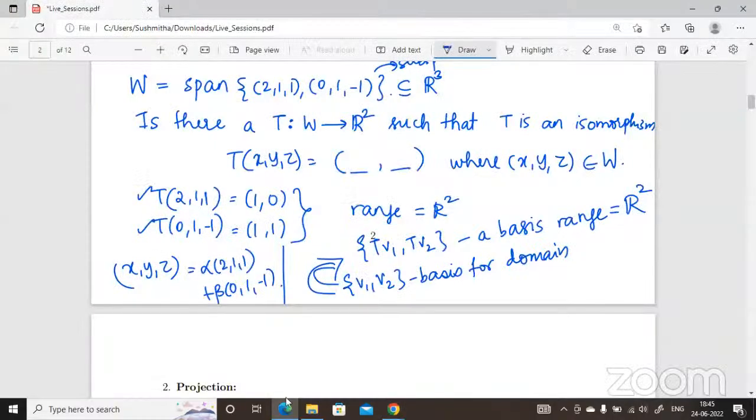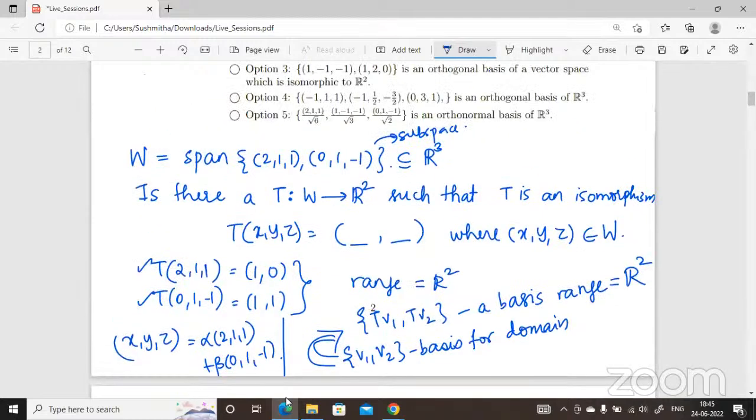Whoever was talking, you can unmute and talk. So in this case, it's just enough to show this, right? Transformation of 2, 1, 1 is 1, 0. So this basically means that any two-dimensional vector space is isomorphic to any R2 plane. And similarly, any three-dimensional vector space is isomorphic to any R3.